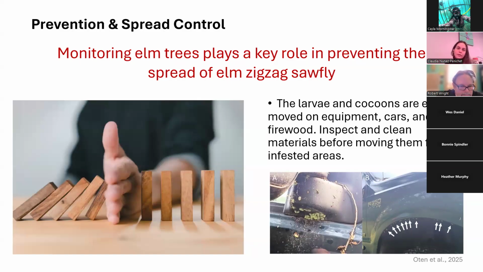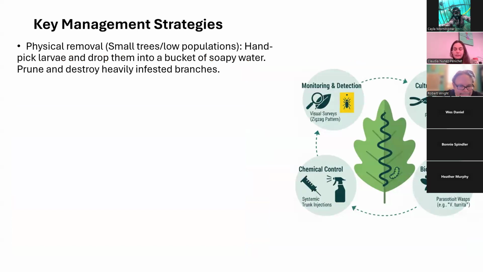Another thing that we can do is to manage this invasion, because the invasion is not going to kill the tree. It's very new in North America, and there are not too many things that have been developed yet, but I'm going to mention a few. First, if the invasion is small and the population is still small, and the trees that we have infected are small as well, we can manually remove the larvae and drop them in a bucket with soapy water.